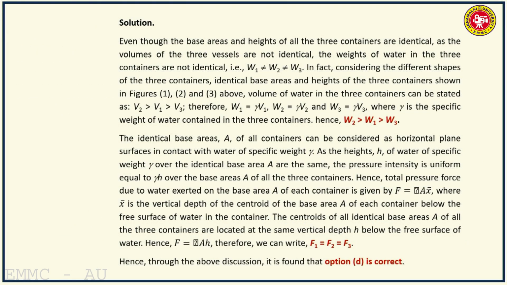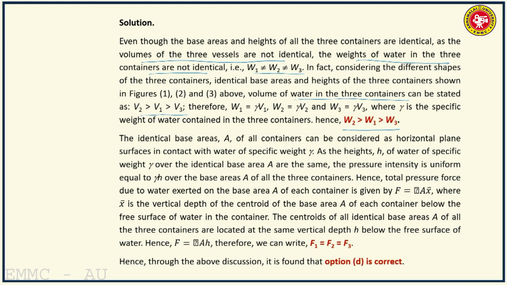So this is what has been explained. What I have explained is given here. Even though the base areas and heights of all three containers are identical, as the volumes of the three vessels are not identical, the weights of water in the three containers are not identical. That is, W1 is not equal to W2 is not equal to W3. Considering the different shapes of the three containers, with identical base areas and heights, the volume of water can be stated as V2 greater than V1 greater than V3. So V2 is the biggest vessel, V3 is the smallest vessel, and V1 is in between. Therefore W2 is greater than W1 is greater than W3.